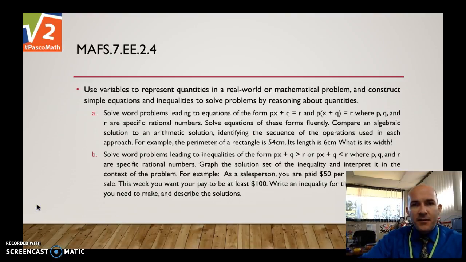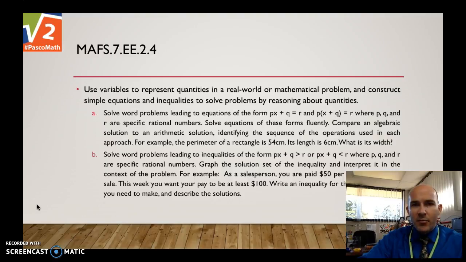So the standard itself is rather lengthy. It reads, use variables that represent quantities in real world or mathematical problems and construct simple equations and inequalities to solve problems by reasoning about quantities. So part A is about the equation, two-step equations specifically.